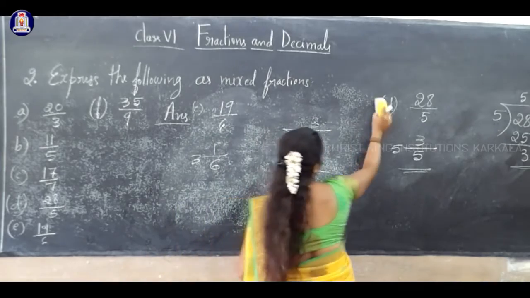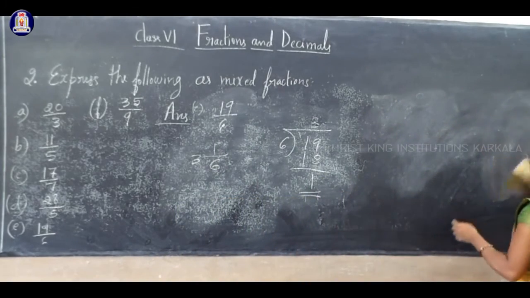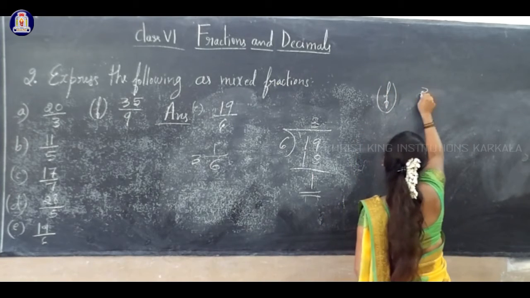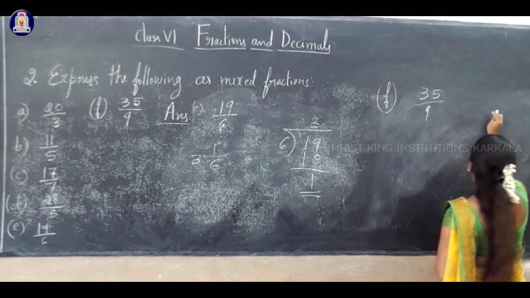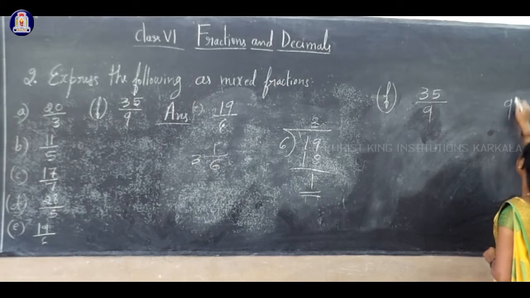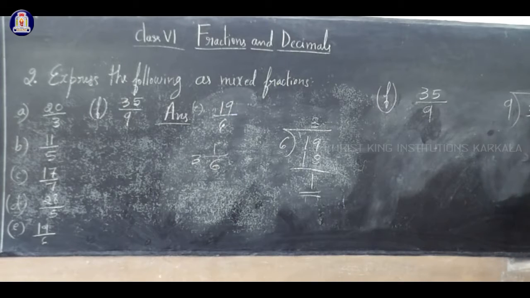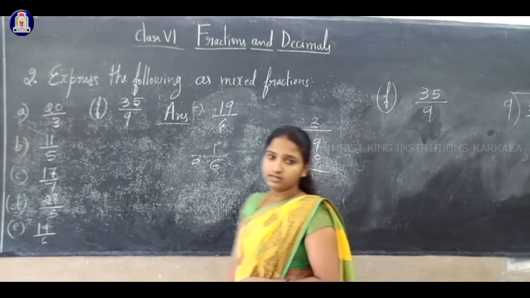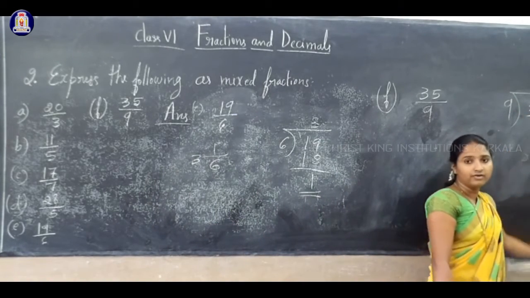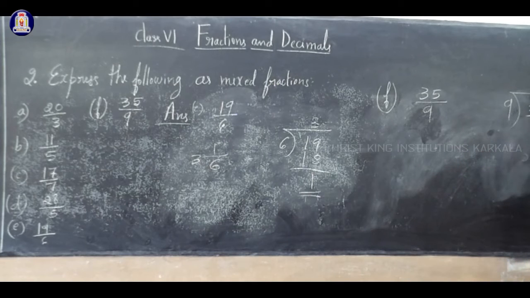Last one, see here. The last question is 35 by 9. Now divide 35 by 9. So 9 how much is 35? 9 3s are 27, isn't it? So now can you write 9 4s are 36? That cannot be. So 9 3s are 27. So subtract. So 5 minus 7 is not possible.